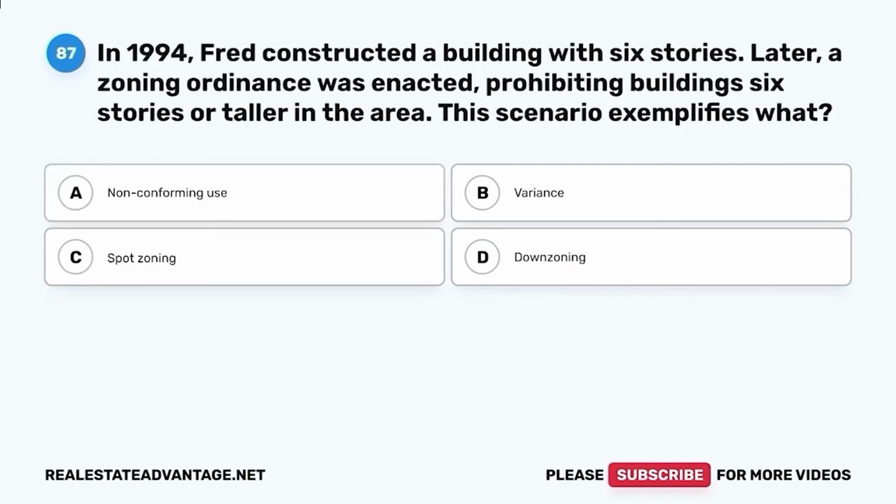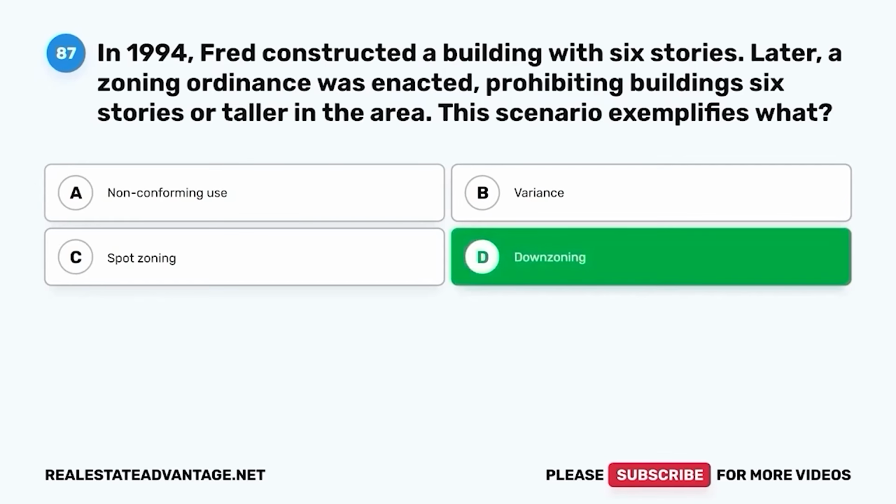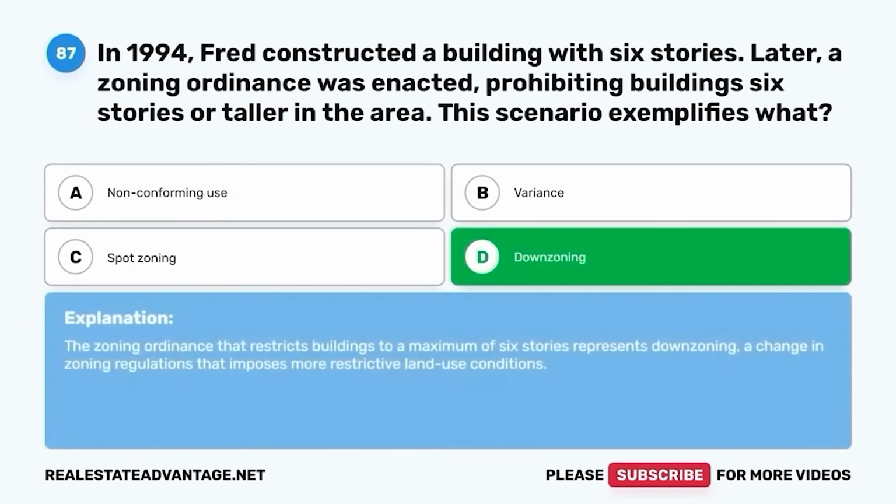Question 87. In 1994, Fred constructed a building with 6 stories. Later, a zoning ordinance was enacted, prohibiting buildings 6 stories or taller in the area. This scenario exemplifies what? A. Non-conforming use. B. Variance. C. Spot zoning. D. Down zoning. The correct answer is D. Down zoning. The zoning ordinance that restricts buildings to a maximum of 6 stories represents down zoning, a change in zoning regulations that imposes more restrictive land use conditions.